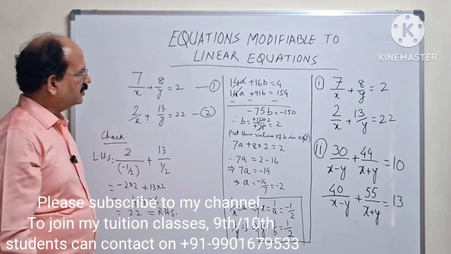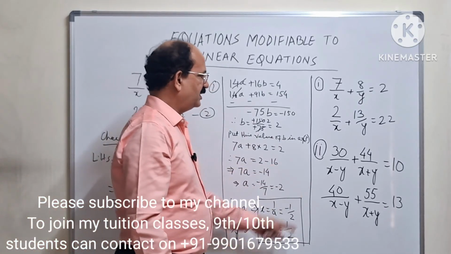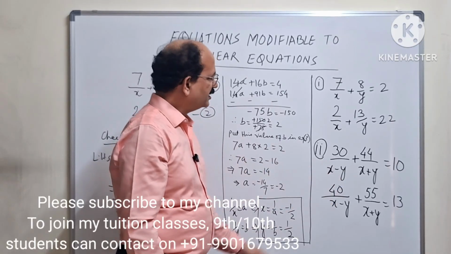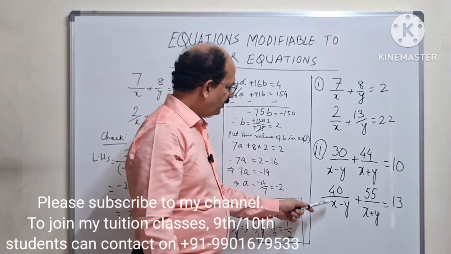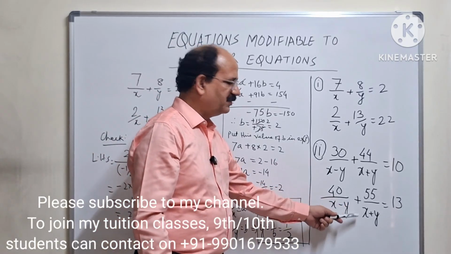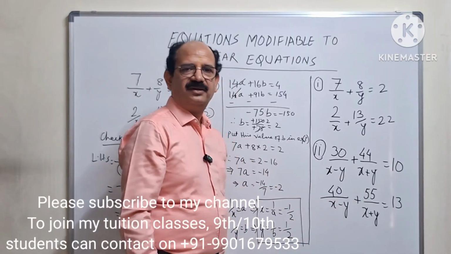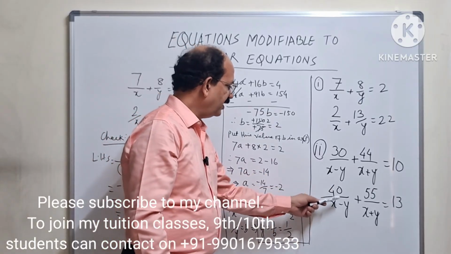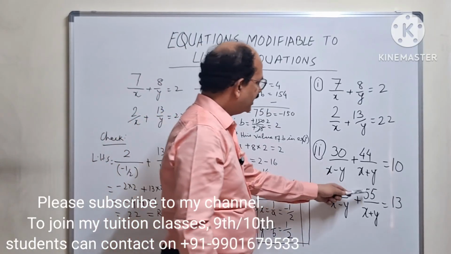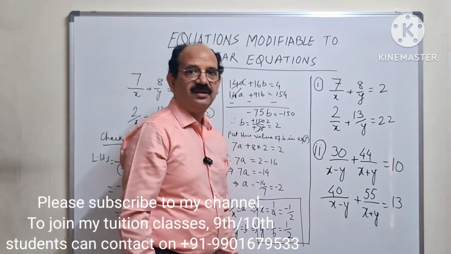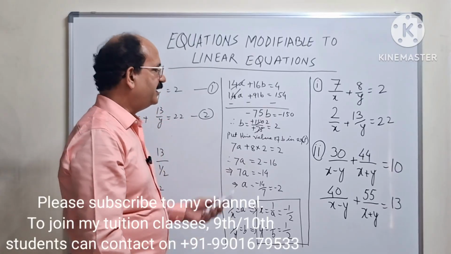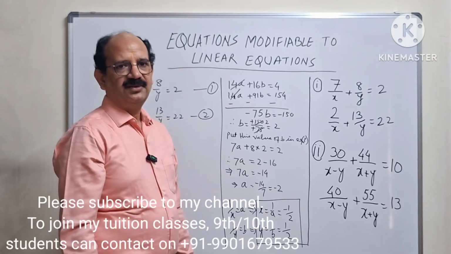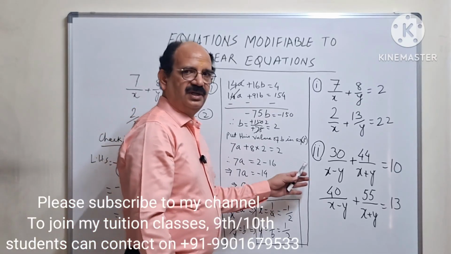On the similar pattern, you can see the second problem, which is 30 by x minus y plus 44 by x plus y is equal to 10, and 40 upon x minus y plus 55 upon x plus y is equal to 13. Now notice that in both the equations we get x minus y and x plus y, but they are in denominators. Because they are in denominators, it is no longer a linear equation. So the same approach we have to apply, that we'll have to convert these into linear equations.